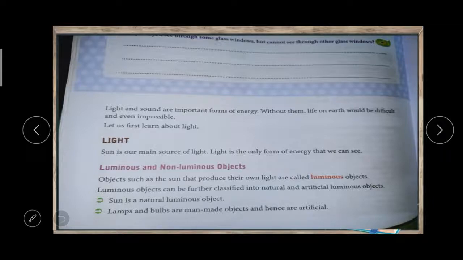So luminous objects and non-luminous objects, two kinds of objects are there. Objects such as the sun that produce their own light are called luminous objects. So mark the line that I am marking here. An object that can produce its own light is called a luminous object. Example, the sun. With the reflection of the sun only, we are able to see the moonlight. So the moon is not a luminous object.